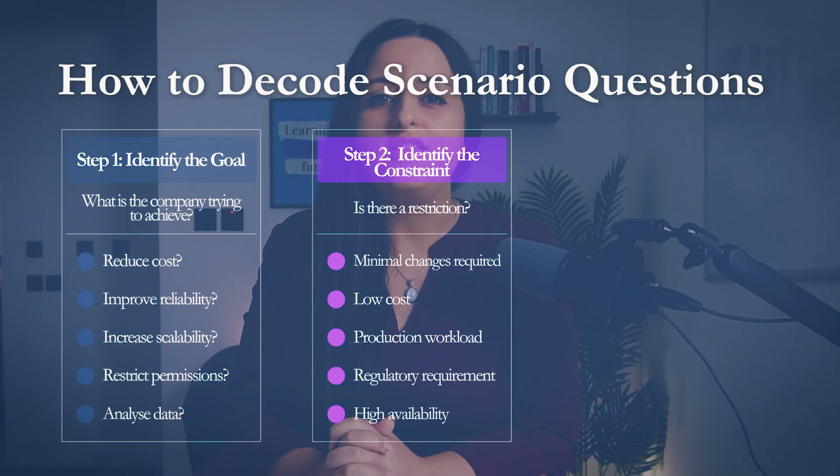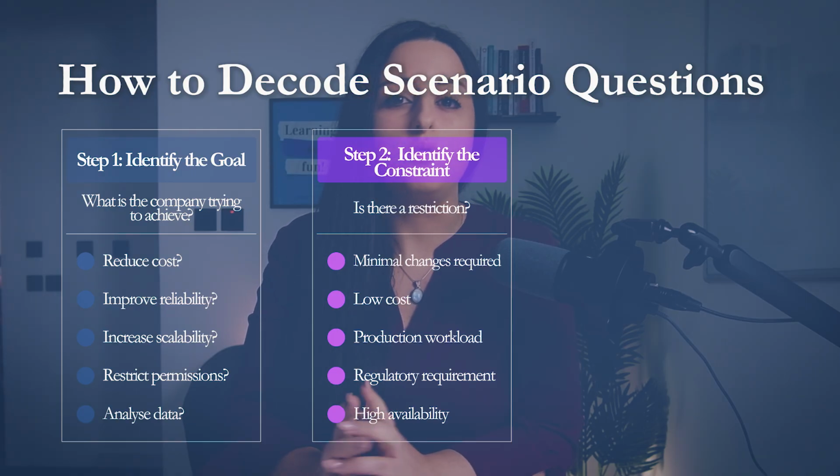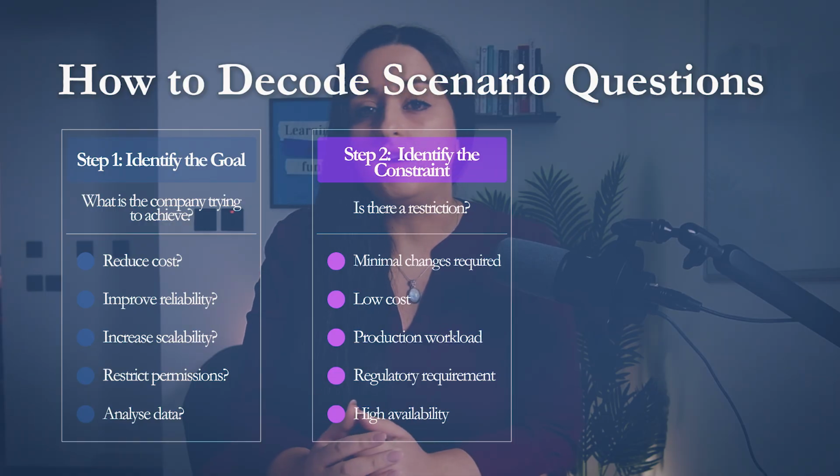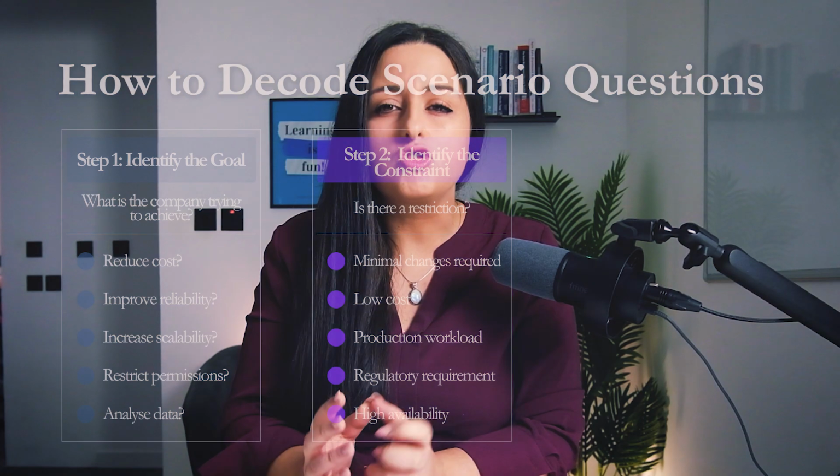Find that goal first. Step 2, identify the constraints. Is there a restriction? For example, minimal changes required, low cost, production workload, regulatory requirements, or high availability. The constraint usually eliminates 2 wrong answers immediately.